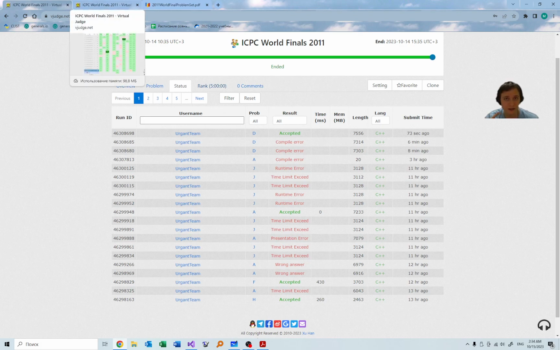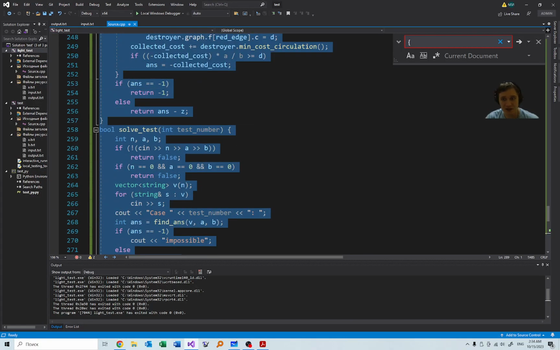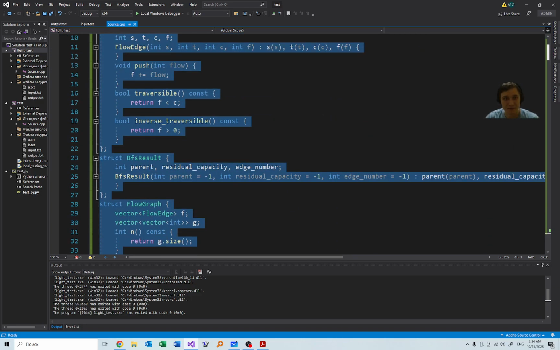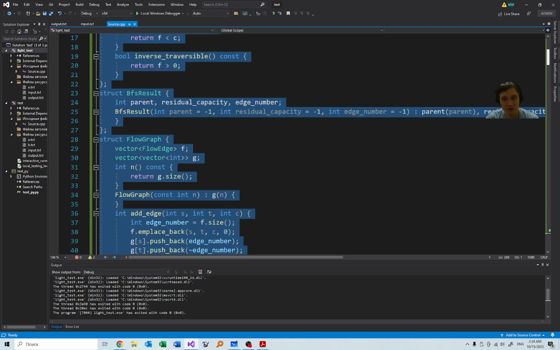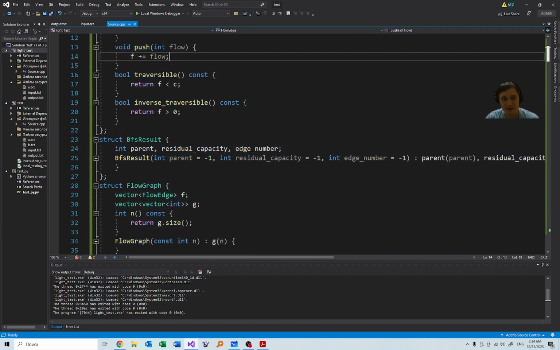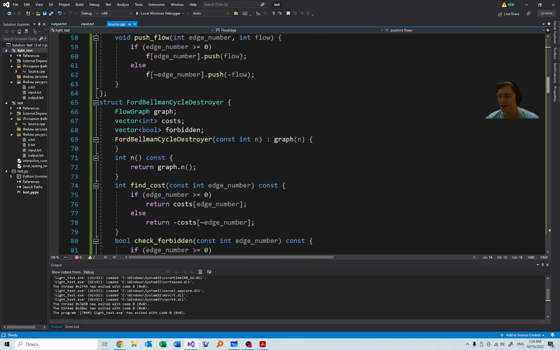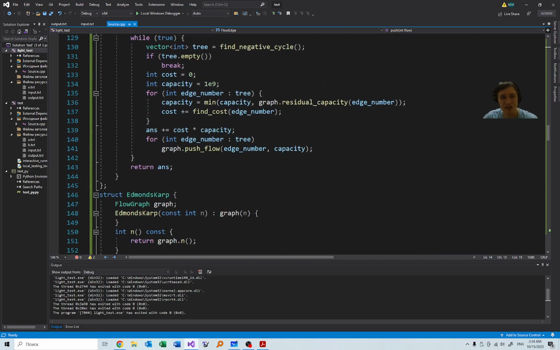So this person has written... sorry, my little viewers. Damn. Min cost circulation. How is it called? It's called min cost circulation, and Edmonds-Karp with no errors. So first try, solve, accepted.